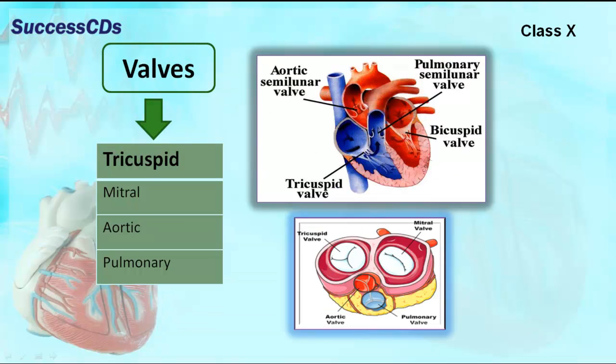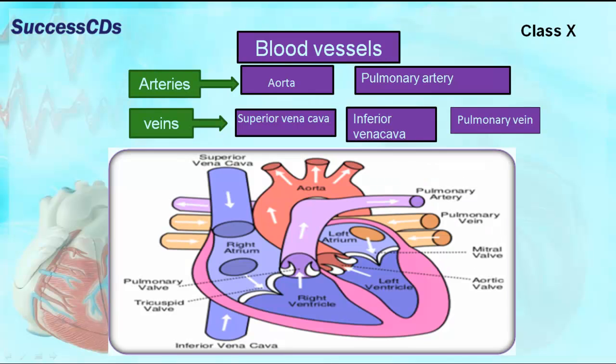There are four types of valves present in the heart. They are tricuspid, mitral, aortic and pulmonary. Blood vessels of the heart. Arteries include the aorta and pulmonary artery, and veins include the superior vena cava, inferior vena cava and pulmonary vein.